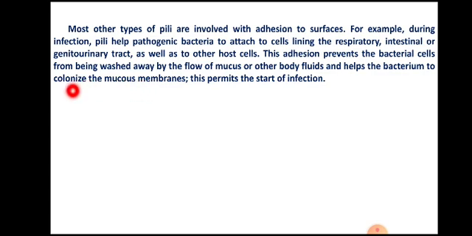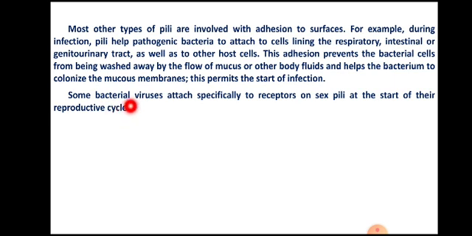So they remain attached and they can multiply there, and this is how it is responsible for the progress of infection, and that permits the start of infection. So these act as pathogenicity factors. So it helps in the start of pathogenesis, the start of infection in the case of pathogenic bacteria.